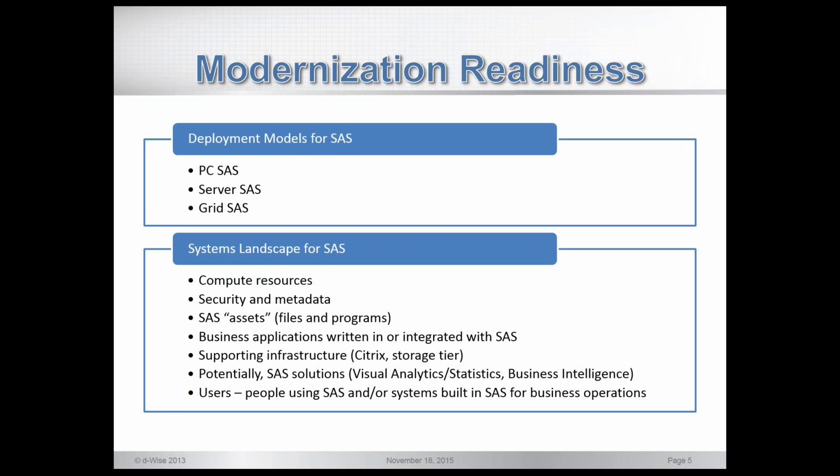There are three well-known deployment models for SaaS, and over the last 20 years, there's sort of been a pendulum swing here between architectures that are more centralized on the desktop and architectures that are more centralized on a server, and more recently, architectures that are really enabled for mobile users on either phones or tablets. The three architectures we're going to drive this presentation around are PC SaaS, server SaaS, and grid SaaS.